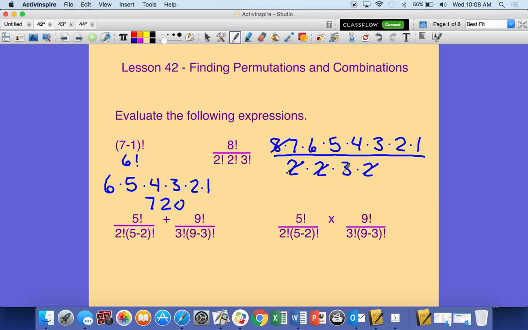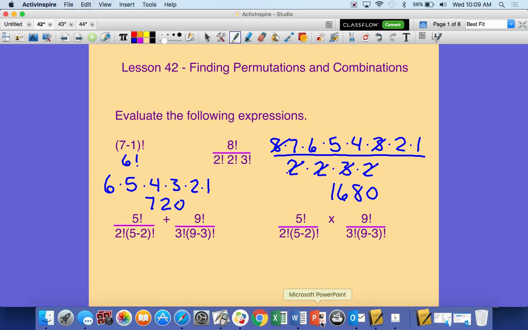And then we could take this 3 and simplify with that 3. So then what we have is 7 times 6 times 5 times 4 times 2, and that leaves us with 1680. All right, so there are ways to do this without grabbing the calculator. You could multiply all that out, it might take a little bit longer, but you could definitely do that.